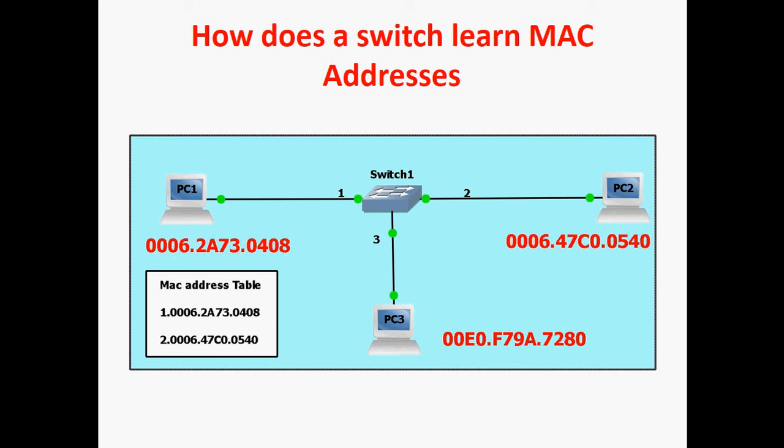PC2 checks the IP and sees, it's my IP address. Immediately PC2 replies to switch 1. During that reply, switch 1 receives the frame from PC2. That time the source MAC address will be PC2's MAC address. The switch will learn that the frame came from FastEthernet 0/2. So switch 1 adds the MAC address to the MAC address table, learned from port number 2.